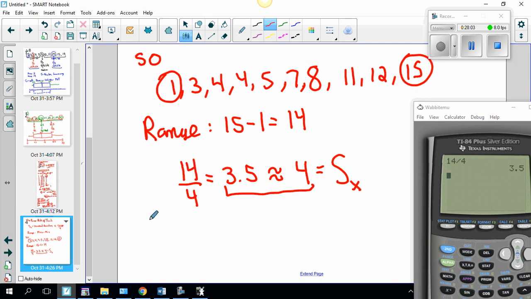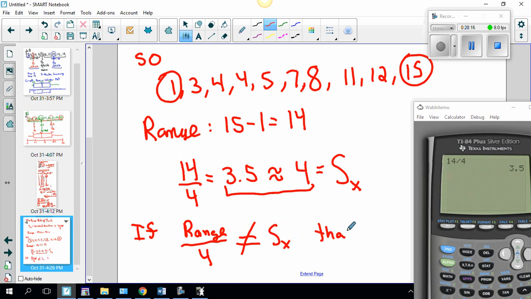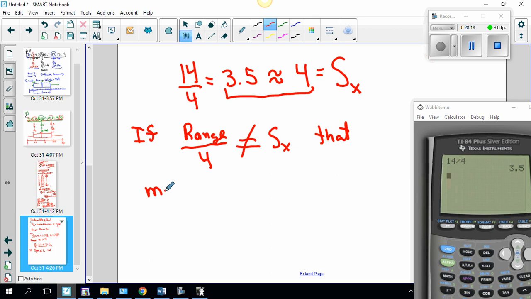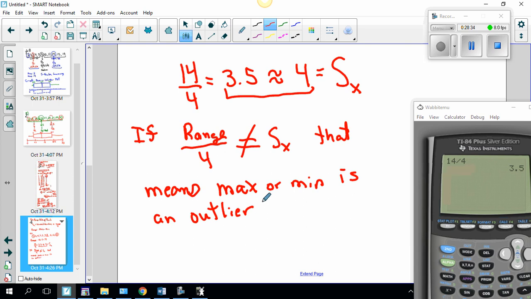Now, if range divided by 4 is not even close to equal S sub x, that means the max or min is an outlier, which this book forgot to introduce again. They could have, but they did not.